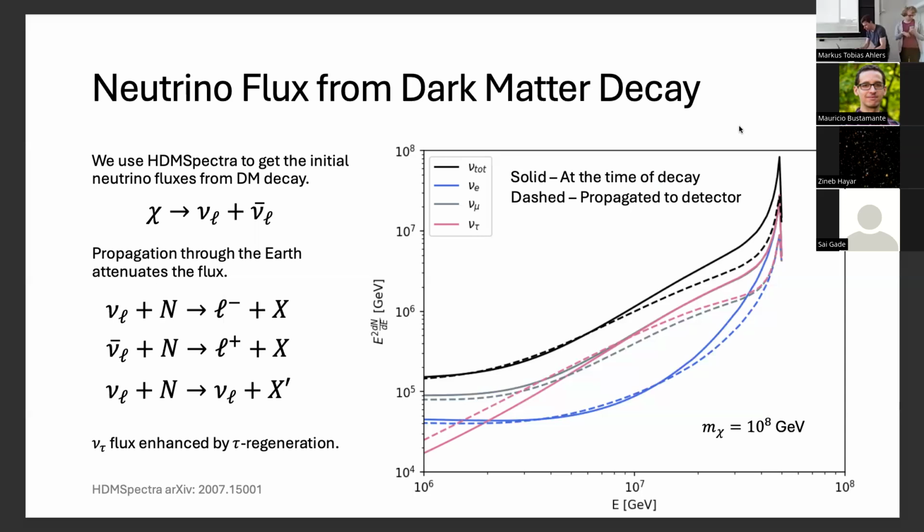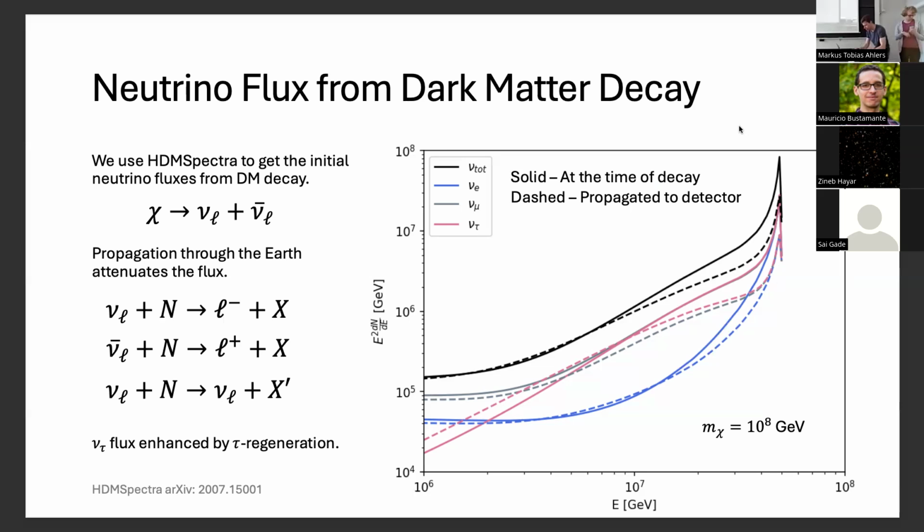And we can see this is propagated from the center of the Earth to the surface. The dashed lines show how we lose some of the flux during this propagation. Tau neutrinos could undergo what is called tau regeneration, because the tau's lifetime is on the scale where it decays before it loses any significant amount of energy.